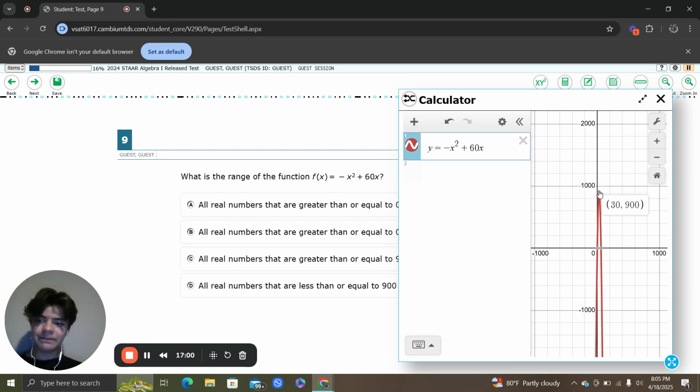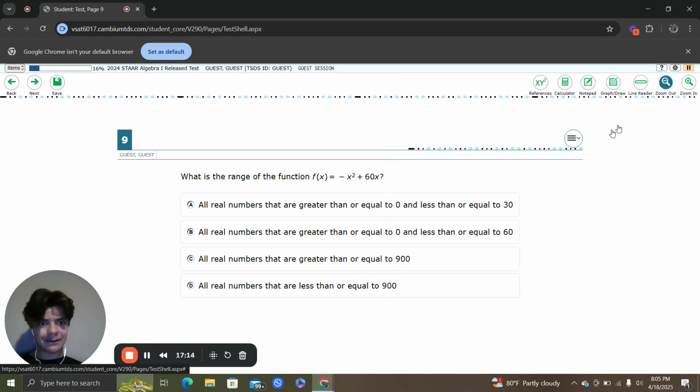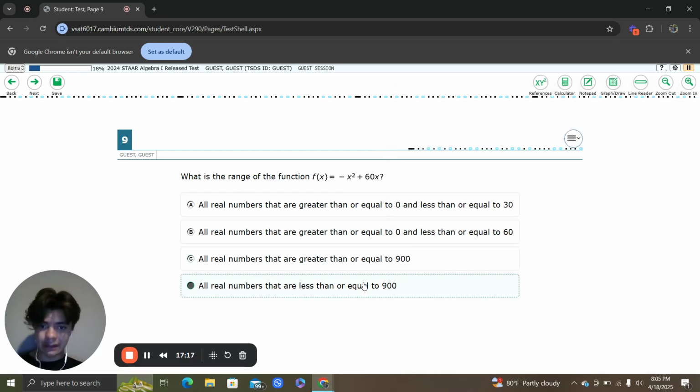It's going below it. So it's all real numbers less than or equal to 900, right? Because it's equal to 900, but it's going down. It's going below it, so it's less than, okay? So it's not going above it. There's not a number 901. It stops at 900. So your y is stopping at 900. Therefore, it's all real numbers less than or equal to 900.